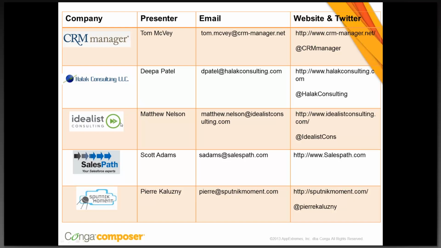Then we had Matt Nelson with Idealist Consulting, and he showed us his grant management solution that they had built for a nonprofit client, which was a great way to pull in a lot of different data into that one grant management tool. They also were using Conga Quick Merge to default a lot of those steps and make it easier for those users.